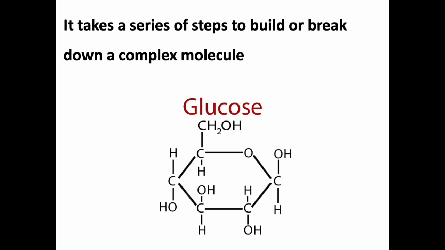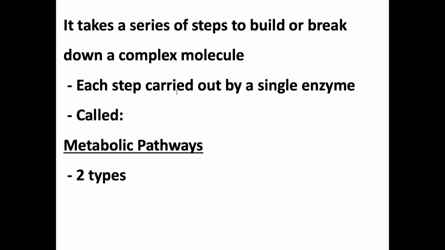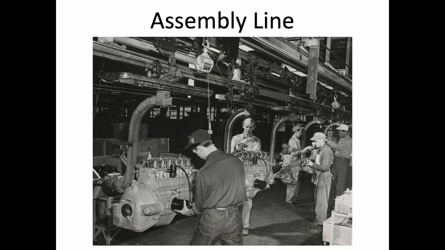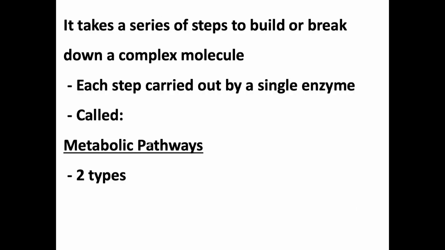This series of steps, with each step being carried out by a single enzyme, is called a metabolic pathway. So there are assembly line metabolic pathways and there are disassembly line metabolic pathways. Yep, those are going to be our two types. Let's start with the building one.